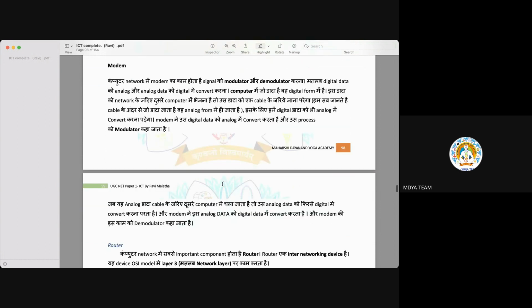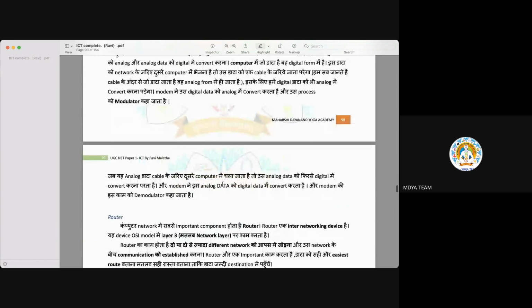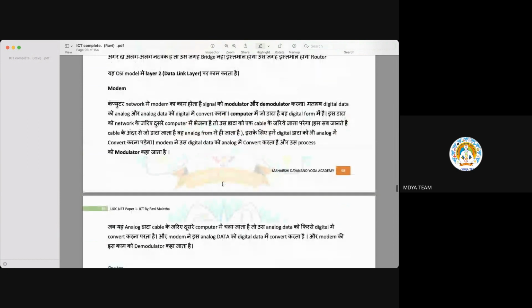Ma'am, the modulator converts data into signals and demodulator converts signals into data? Sorry, the vice versa. Modulator, does it convert the data into signals? Yes, modulator converts data into signals, and demodulator converts signals into data. Yes, yes. Demodulator just does the inverse of modulator.